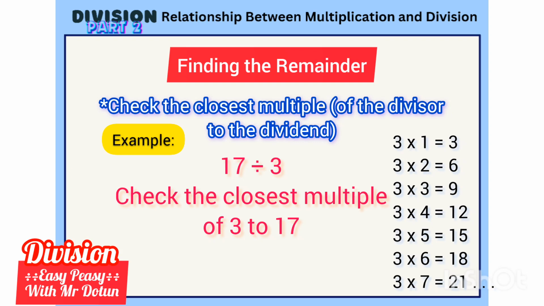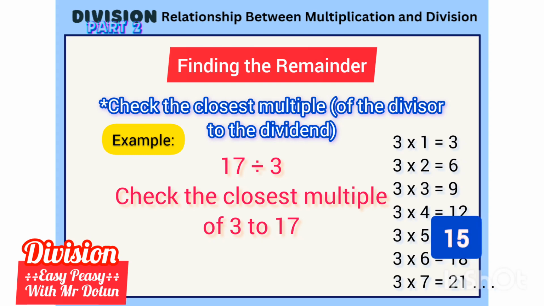We know that 3 times 1 is 3, 3 times 2 is 6, 3 times 3 is 9, 3 times 4 is 12, 3 times 5 is 15, 3 times 6 is 18, 3 times 7 is 21, and so on. The closest to 17 in the multiples is 15. 18 is more than 17, so we'll go back to 15. So 15 is the closest to 17.